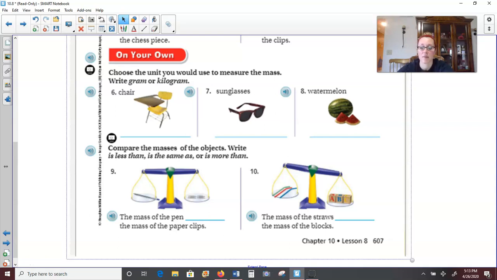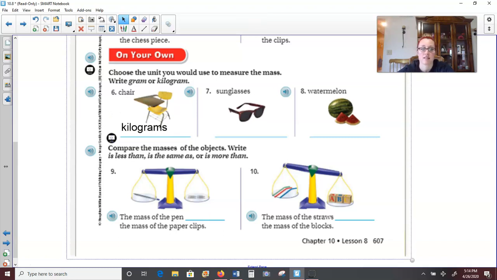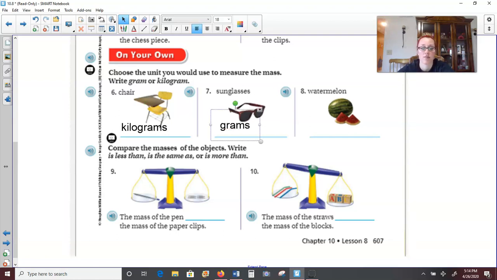Anyways, we would use kilograms to measure a chair. Sunglasses. Think about when you have sunglasses on in the summertime. Are they like really heavy on your face? Hopefully not, so we would use grams. Now, a watermelon. If you've ever tried to carry a watermelon, they are pretty heavy. So we certainly would use kilograms.